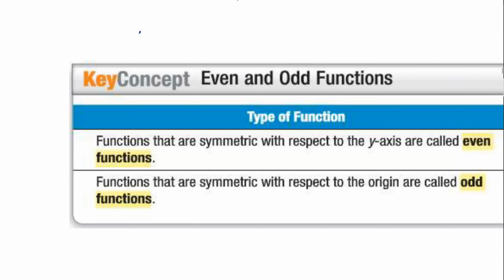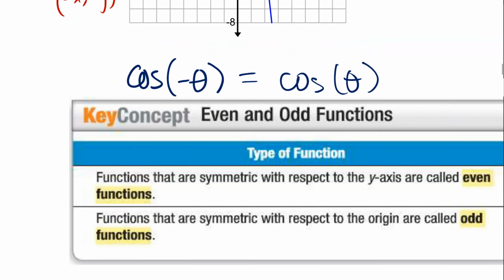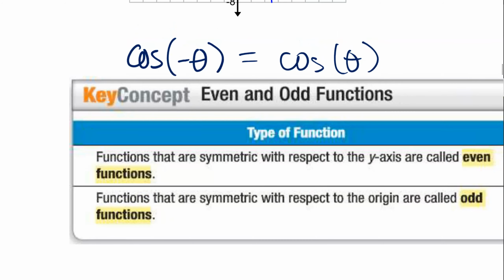So, do you remember how the even odd identity said cosine of negative theta is just equal to cosine of theta? This is literally the even odd identity from the last chapter. You don't have to memorize, just have you seen it before? Yes. Okay. Ready? Let's graph.